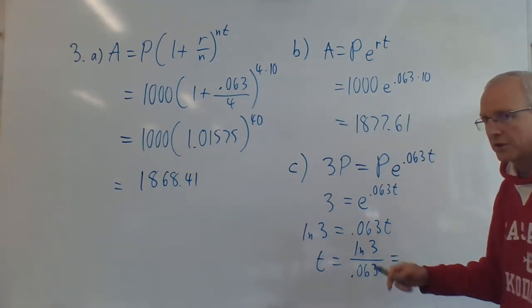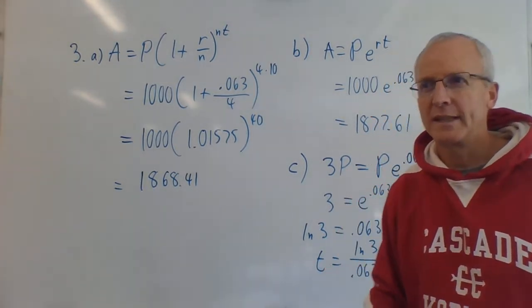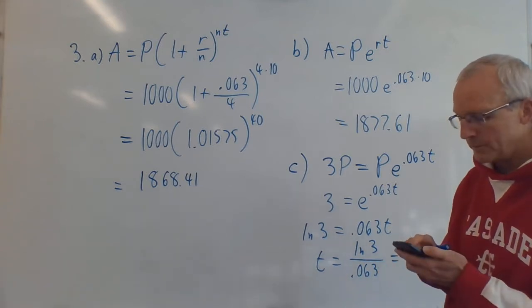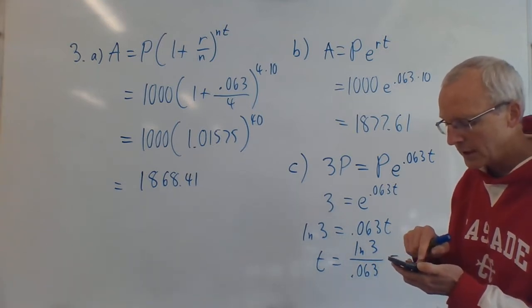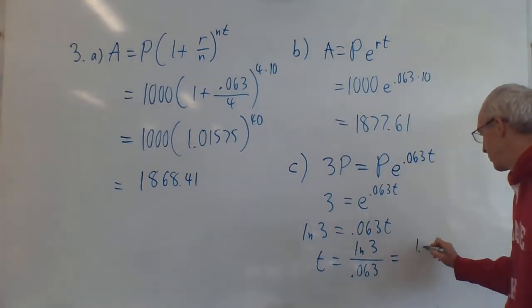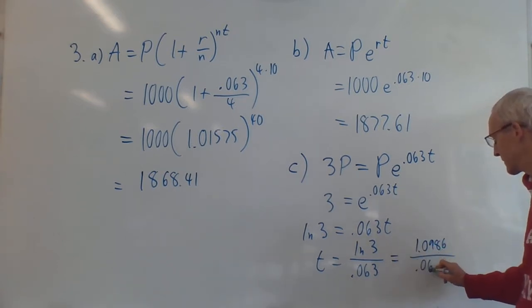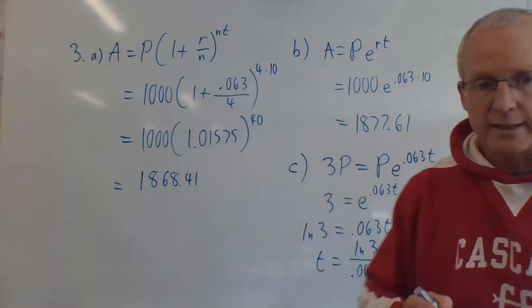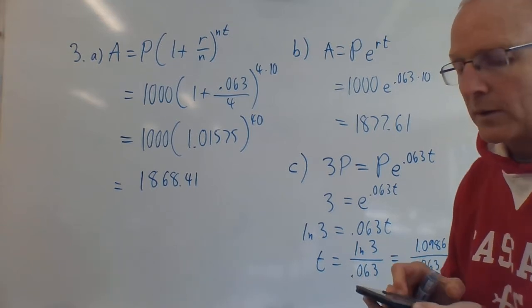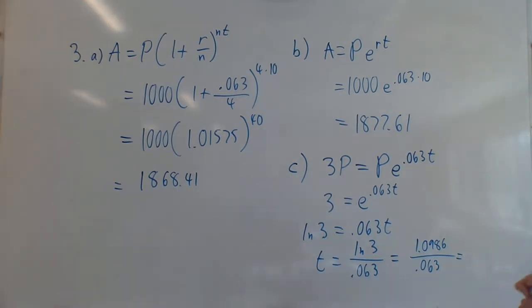Okay, so the natural log of 3, who knows what that is? It's e to what power is 3? It's going to be a little bigger than 1, right? Because e to the 1 power is 2.71828. So let's figure out what that is. Natural log of 3 is 1.0986. So that's 1.0986 divided by your interest rate as a decimal, 0.063. And I get that is equal to 17.438, let's say 17.44.